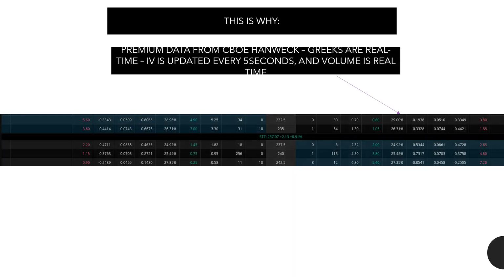Now, they have premium data from CBOE, Hanweck. Greeks are real time. IV is updated every 5 seconds, and volume is real time. Open interest is daily, as is every other broker. These are the main reasons why I like it, and I also like the chart setups.